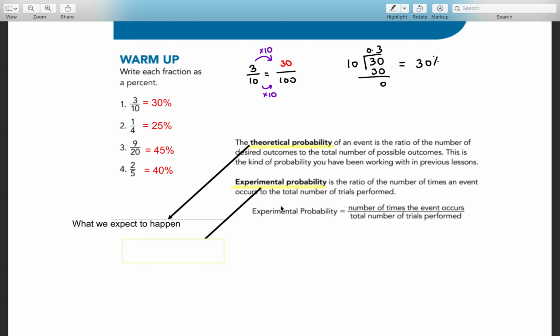Experimental probability is a ratio of the number of times an event occurs to the total number of trials performed. So it's actually being done, what actually happens. So theoretical is what we expect to happen. Experimental is what actually happens. So experimental probability is the number of times the event occurs, what actually occurs, over the total number of trials that you've done.